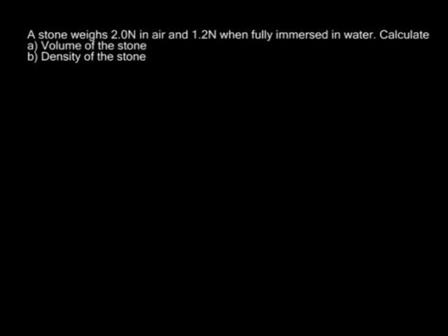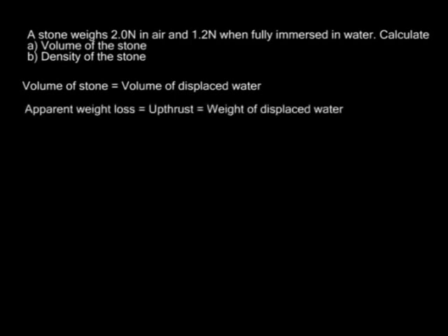Solution: the volume of the stone is equal to the volume of water displaced. Apparent weight loss is equal to upthrust, and it's equal to the weight of the displaced water. That is 2.0 newtons minus 1.2 newtons, which gives us 0.8 newtons. That is the upthrust. The displaced water then weighs 0.8 newtons, and this is equal to 0.08 kilograms when we divide by 10. So how much volume is this?